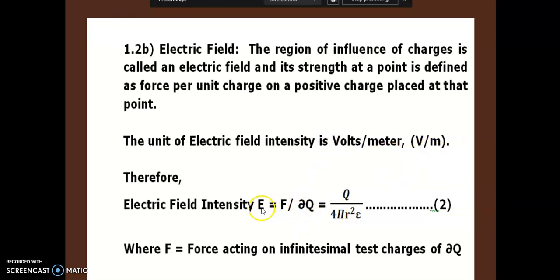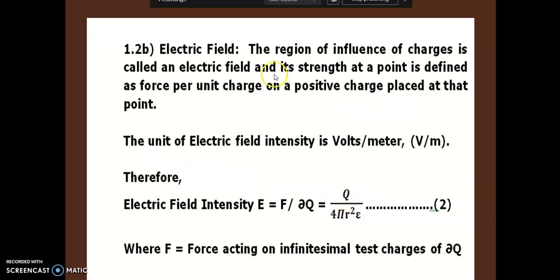So joules per meter is the unit of electric field intensity, and the formula for electric field intensity E will be equal to F upon dq. So F is Q upon 4 pi R square epsilon. But what will be the intensity? This Q1, Q2: one Q will be cancelled because you are dividing by dq. So instead of Q1, Q2, it will be only one positive charge Q.